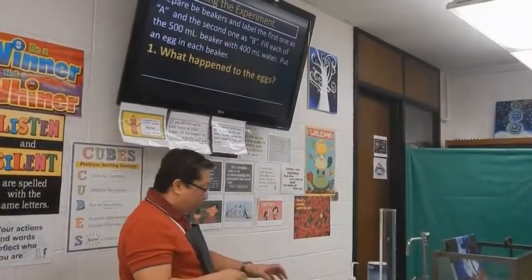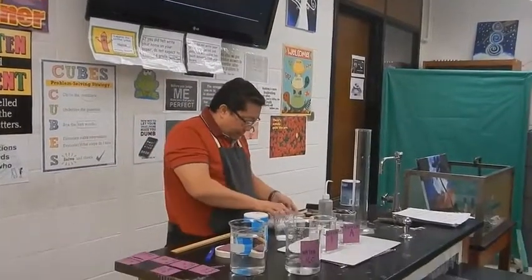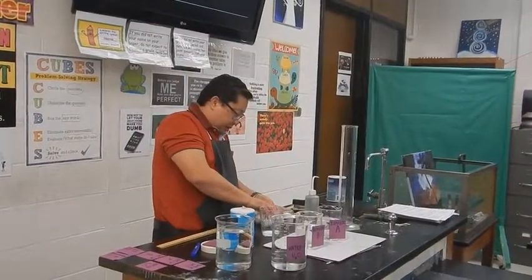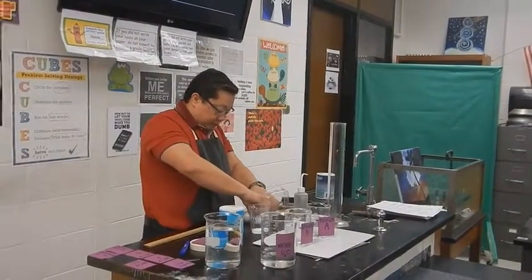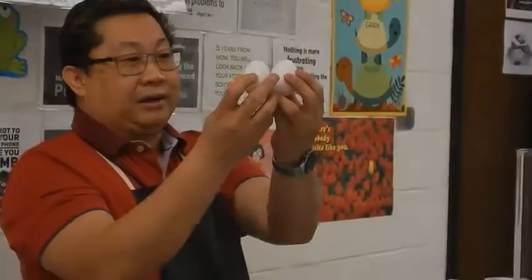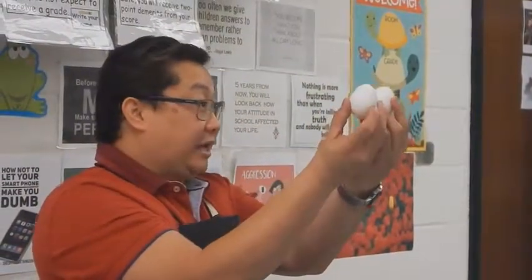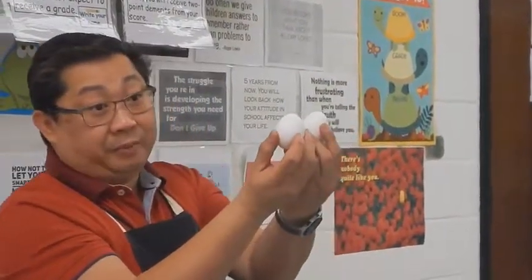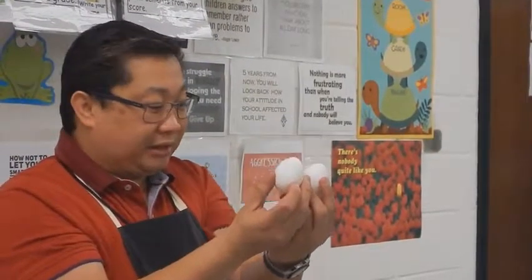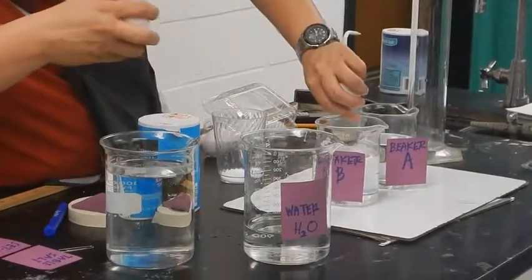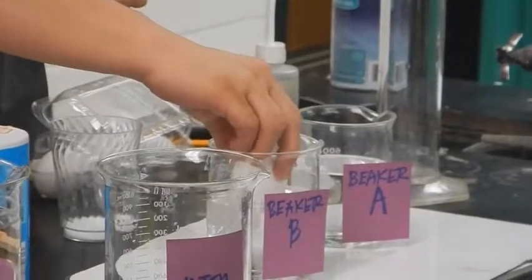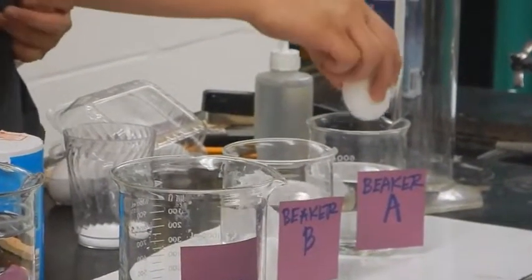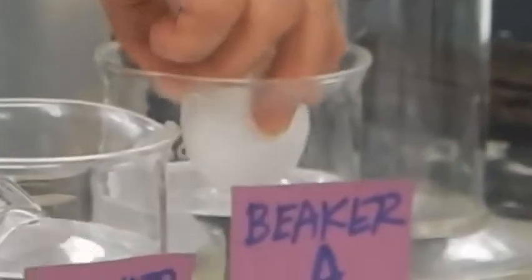The next thing that I will be doing is putting an egg in each setup. So these eggs are almost identical. Of course, there's probably a little bit of difference, but they're almost identical. I will put the first egg in beaker B, gently, and the second egg in beaker A.